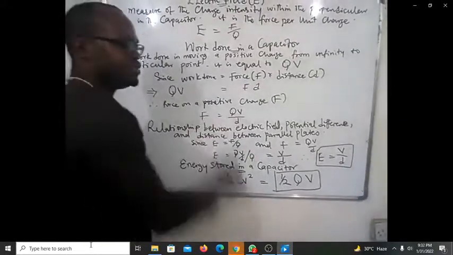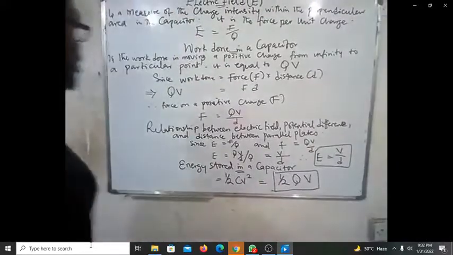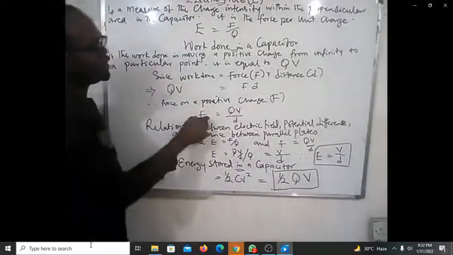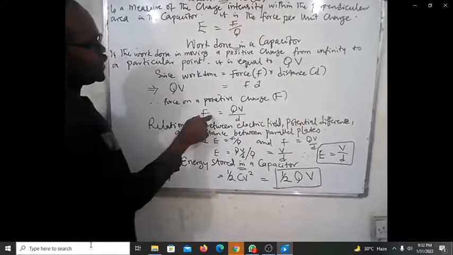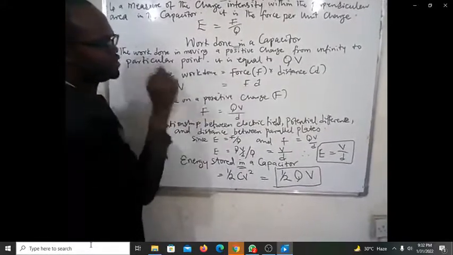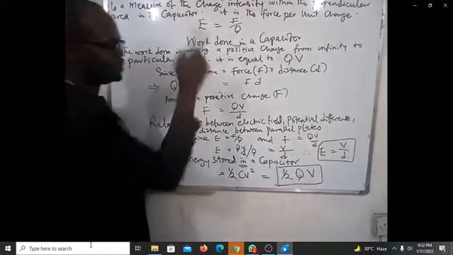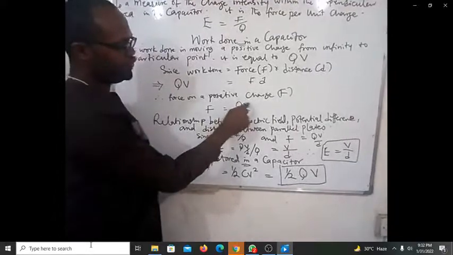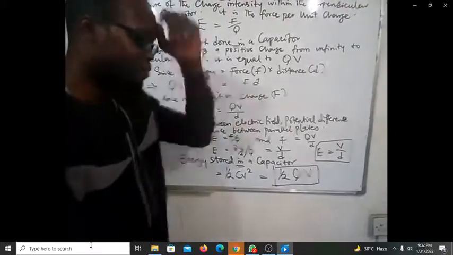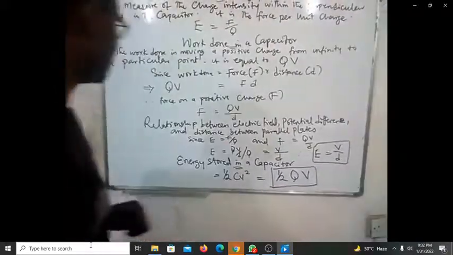This relationship is very, very important. This equation, you need to take note of it. The force on a positive charge, or the force needed to move a positive charge from infinity to a particular point, is equal to QV all over D. Very, very important relation. You need to know it.